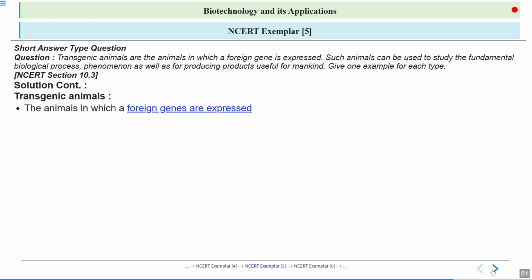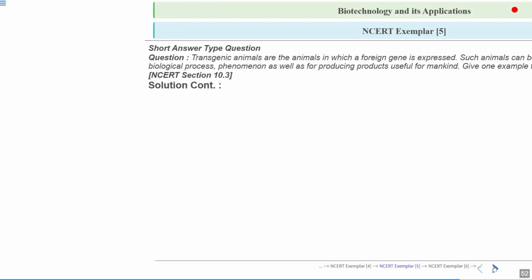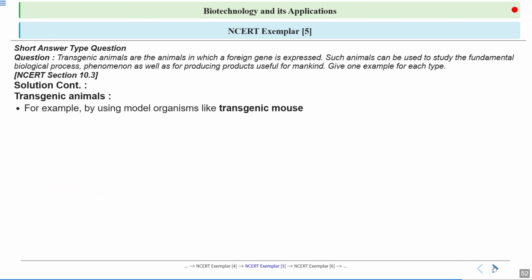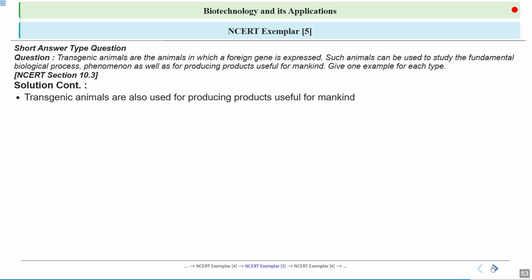These are the animals in which a foreign gene has been expressed. Such animals can be used to study many fundamental biological processes. There has been a picture shown of transgenic mice, because we have studied that 95% of the transgenic animals are mice. Now, for example, by using a model organism like the transgenic mouse, how genes are regulated can be determined, and how they affect normal body physiology and its development can be determined. Then we can study chemical safety also, toxicity safety also.